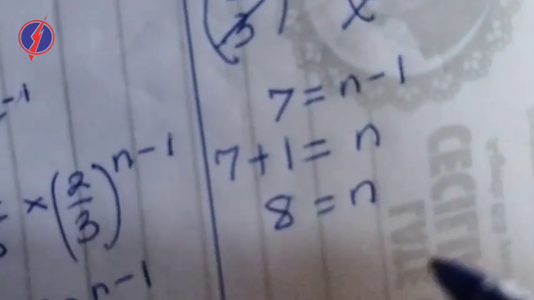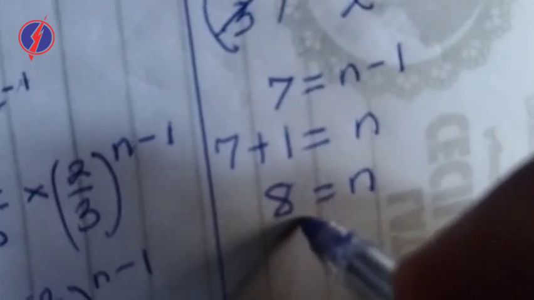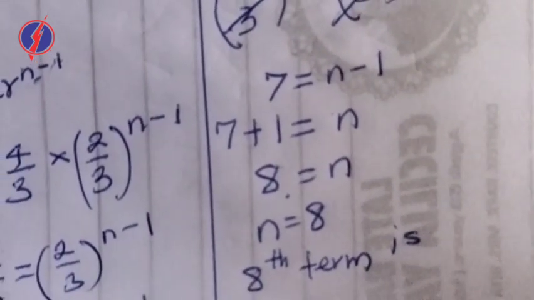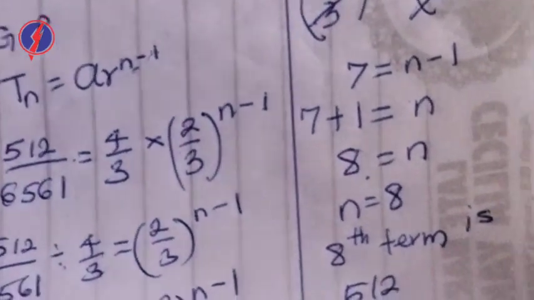So that should say that if n is equal to 8, the eighth term is 512 over 6561. So if you want to replay the video in order for you to get the explanation again, you can do. Okay, that's how simple it is.